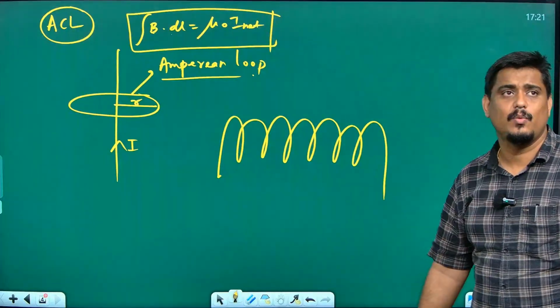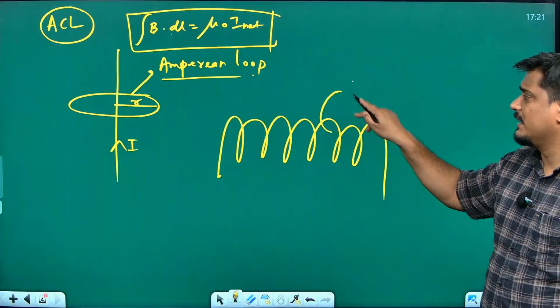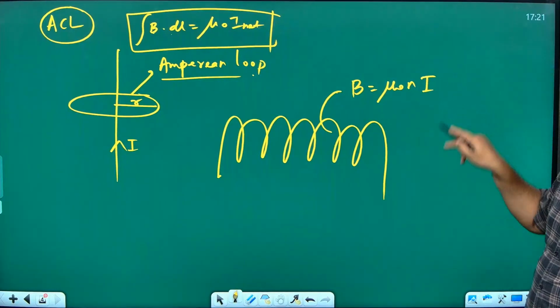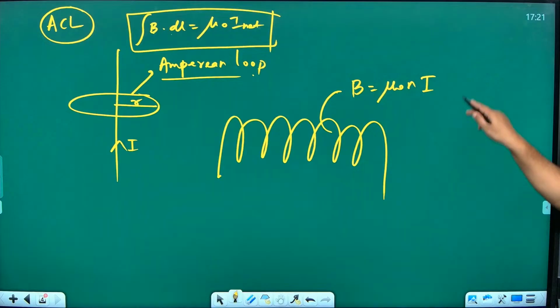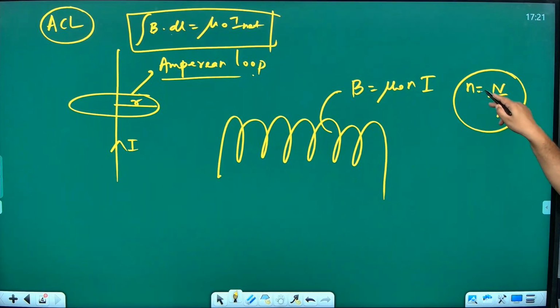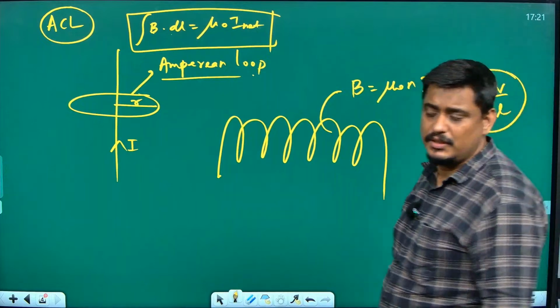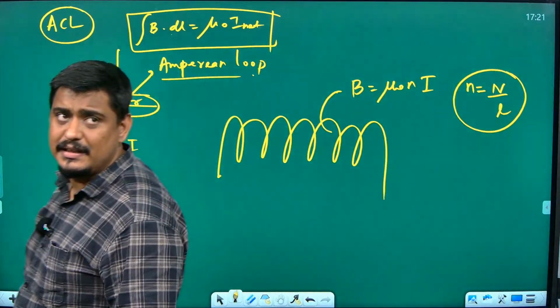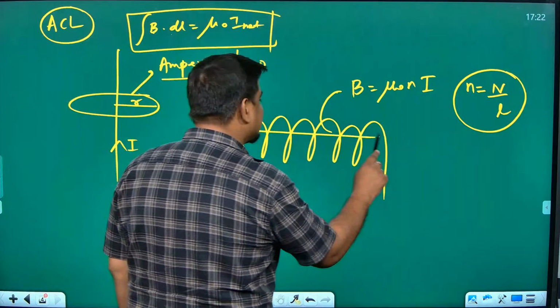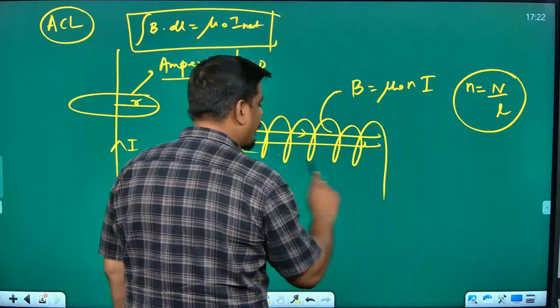By Ampere's circuital law, we have even derived, not in the syllabus but it is there, for a solenoid, what is the magnetic field inside? That value is B is equal to mu naught n I. What is n here? n is the number of turns per unit length. Never forget that. Number of turns per unit length is small n, and magnetic field inside the solenoid is mu naught n I.